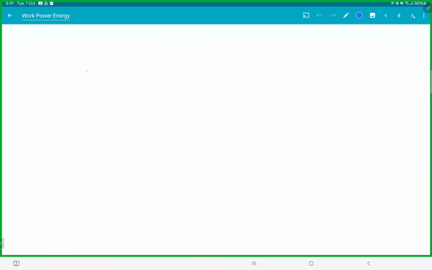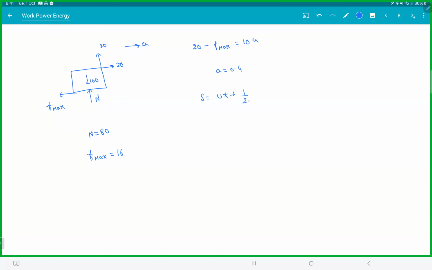Step 1, choose a system, draw the free body diagram. This will be F's component 20, F's component 20, mg 100, normal reaction, friction, F max because it will slip. N is 80, F max is 16. There is an acceleration. 20 minus F max is equal to ma. So a is equal to 0.4. Displacement s is equal to ut plus half at square. u is 0, half, 0.4, and that's 2 square. So it has moved 0.8 meters.